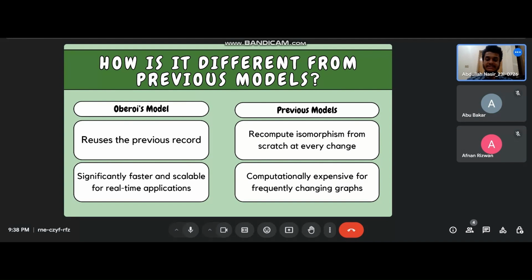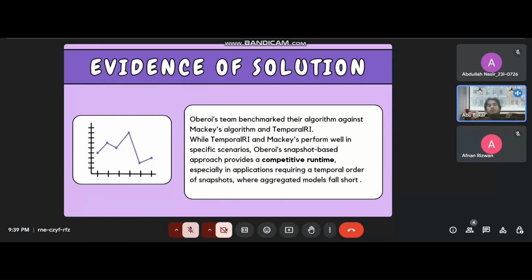Other models were computationally expensive because they had to start from scratch, whereas Oberoi's model is more practical. Now we will move to the evidence of the solution. Oberoi's team compared its algorithm with Mackey's algorithms and temporal algorithms. Their algorithms performed well in specific scenarios, but not in dynamic subgraph systems. Oberoi's snapshot-based algorithm provides a competitive runtime and good time complexity against their solutions.